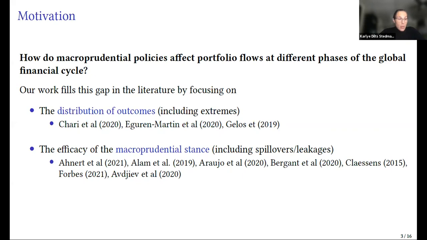By testing the degree to which the macroprudential stance affects the sensitivity of portfolio flows at different phases of the global financial cycle, our paper adds substantial texture to the broader literature on the efficacy of macroprudential policy.